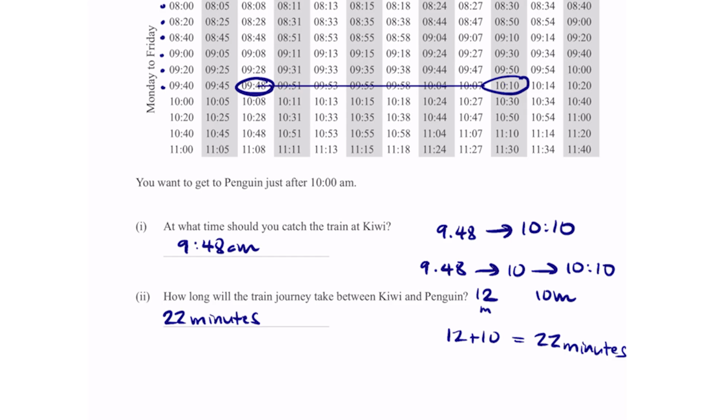That looks good to me. So if we just verify this, if we're at 9:48, we go 10 minutes, that's 9:58. Another 10 minutes, that's 10:08, plus 2 is 10:10. Yeah, so that is correct.